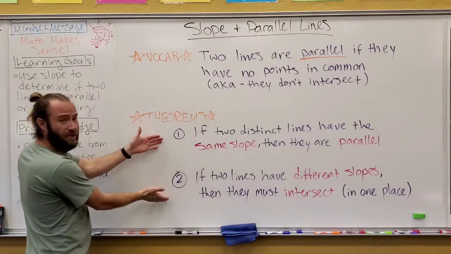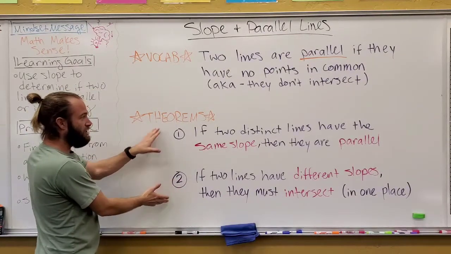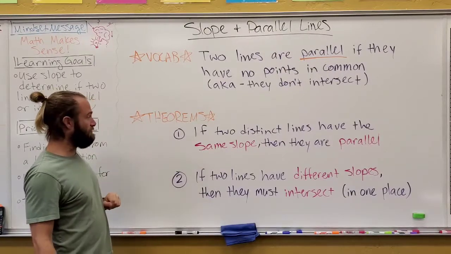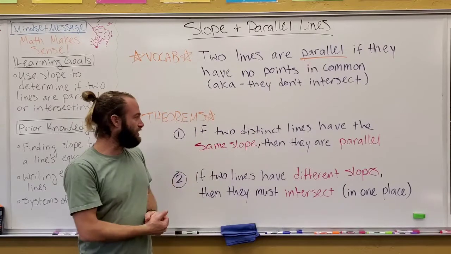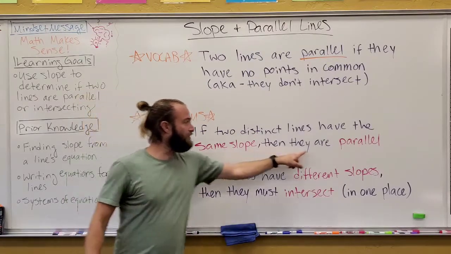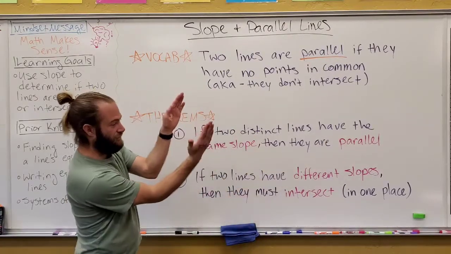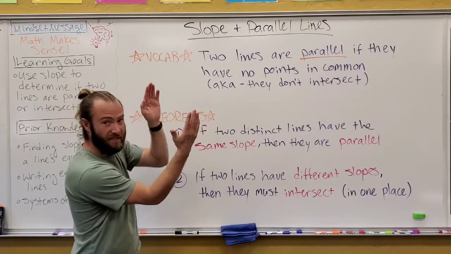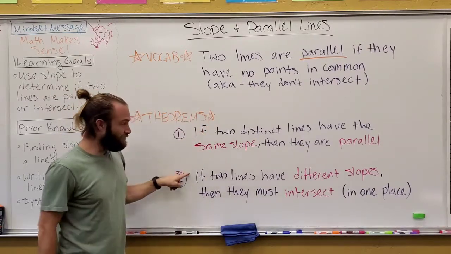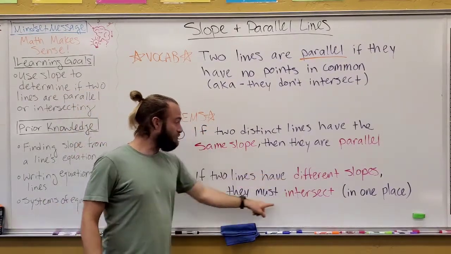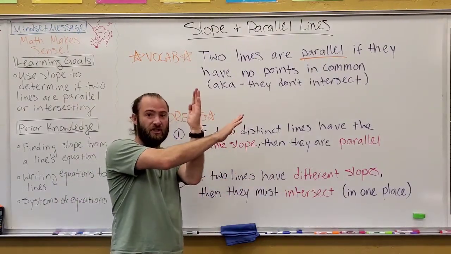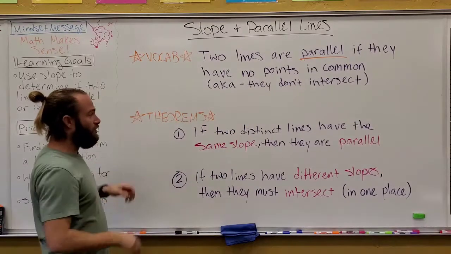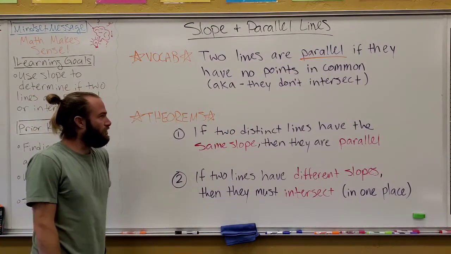So we have two main rules for today that are related to each other, and we call those theorems, remember, in math. So if two distinct lines, that just means that they're different lines from each other, have the same slope, then they must be parallel to each other. Okay? Same slope means they never intersect. And if two lines have different slopes, then they must intersect. And furthermore, they intersect at exactly one location. So that will form the foundation for what we're going to look at today.